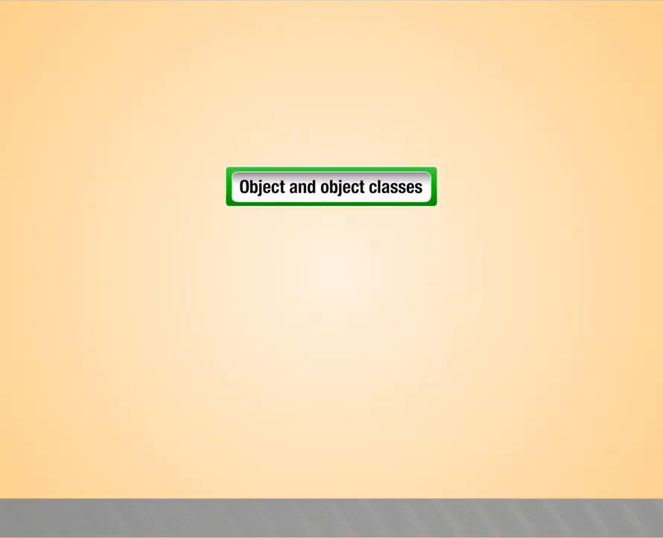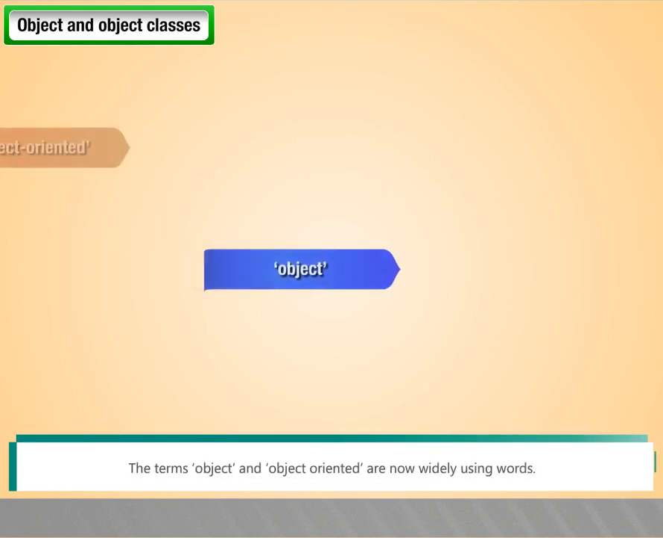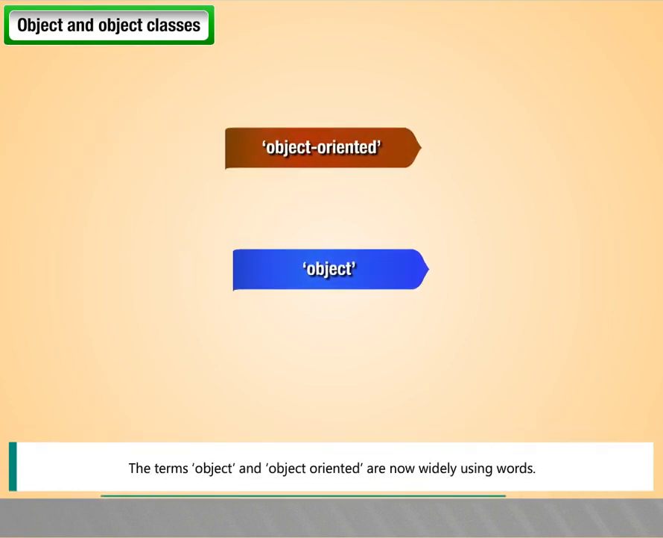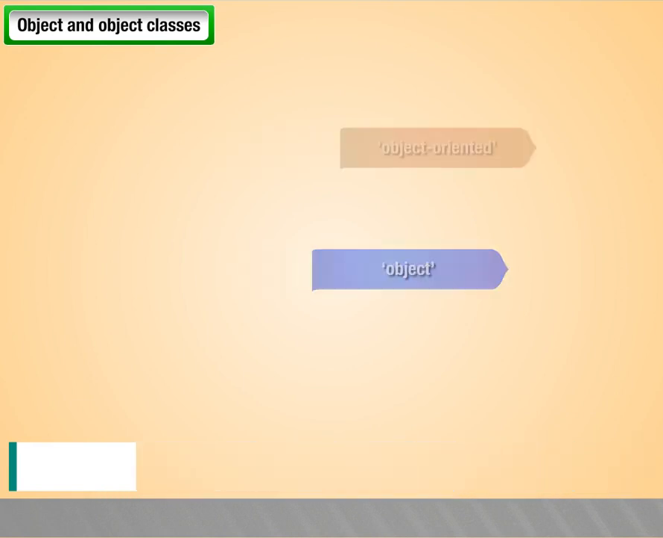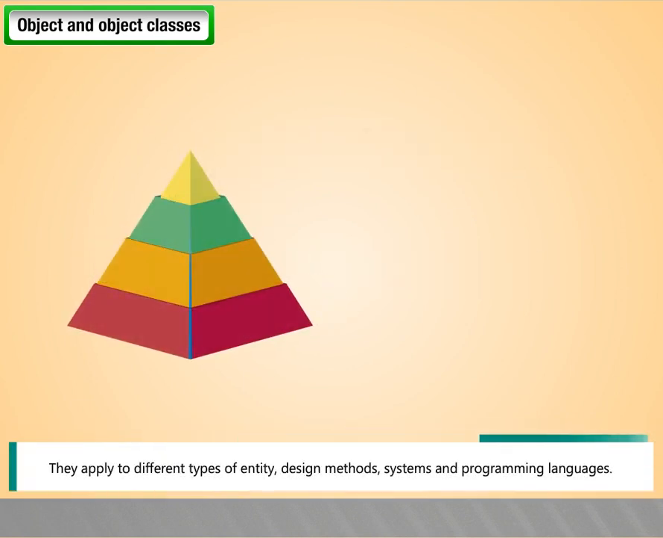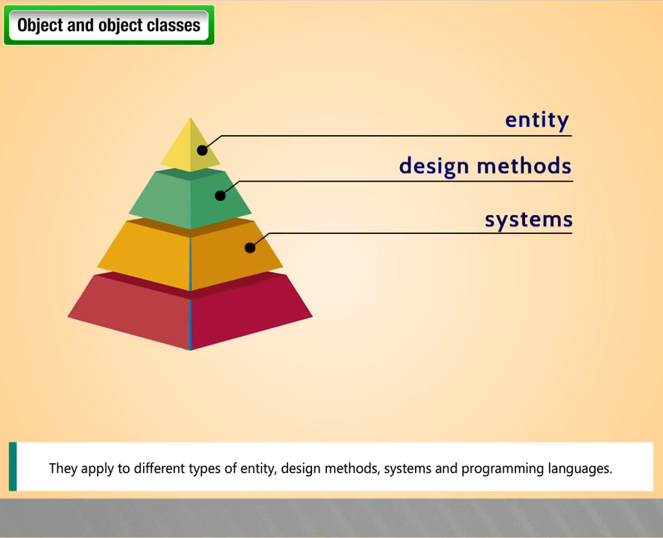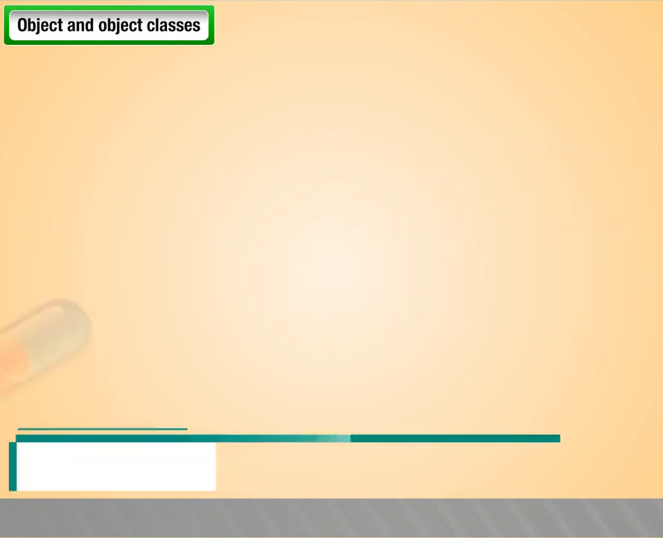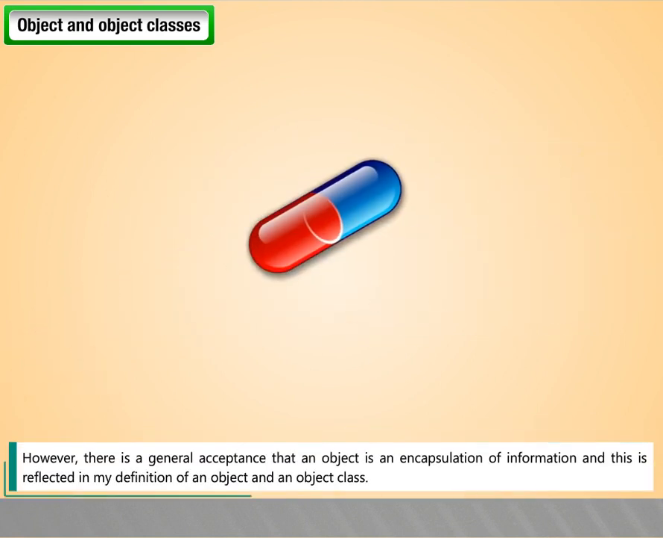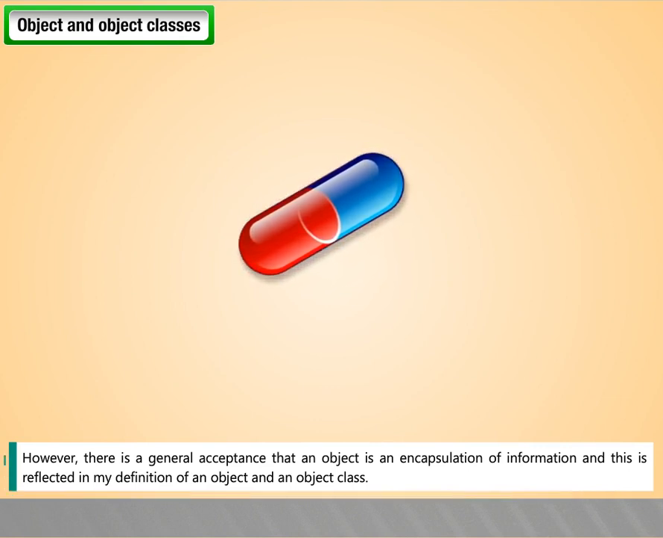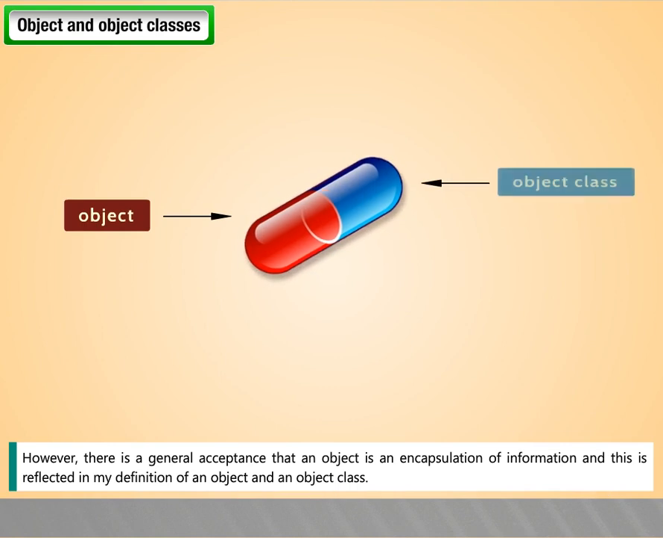Objects and object classes. The terms object and object-oriented are now widely used words. They apply to different types of entity, design methods, systems, and programming languages. However, there is a general acceptance that an object is an encapsulation of information, and this is reflected in my definition of an object and an object class.